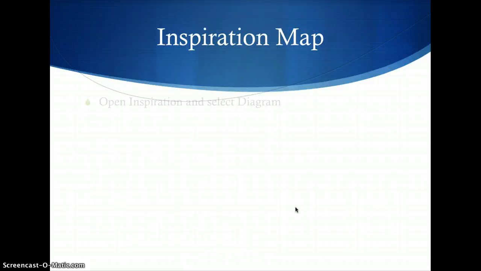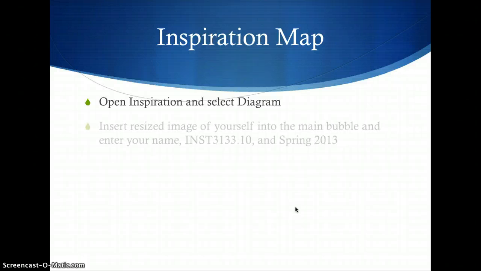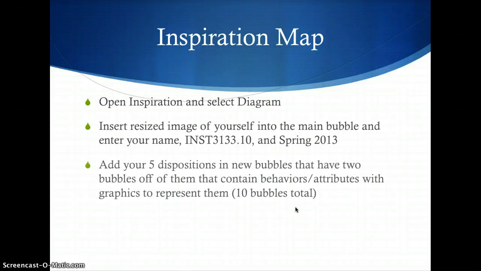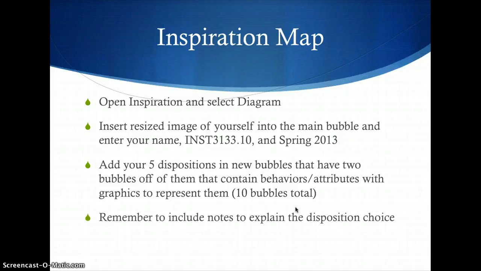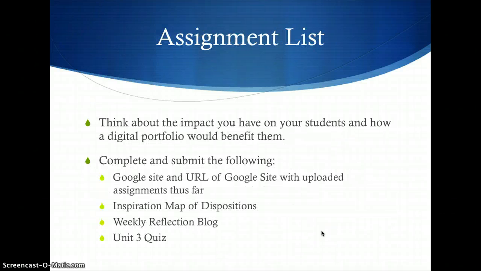We also talked about in class the inspiration map. Using inspiration, if you don't have it, you can download the 30-day trial to use until we can get back in the lab, or you can use it at any of the UHCL labs. It is also available there if you haven't been able to purchase it. Make sure you use the resize image that you did in Unit 2 as the main bubble. Enter in the information, add your dispositions, and then 2 bubbles off of each of 5 dispositions, so giving you 10 to represent with a graphic. So you should have a total of 11, including your self-image. And remember to include your notes to explain your disposition choice.